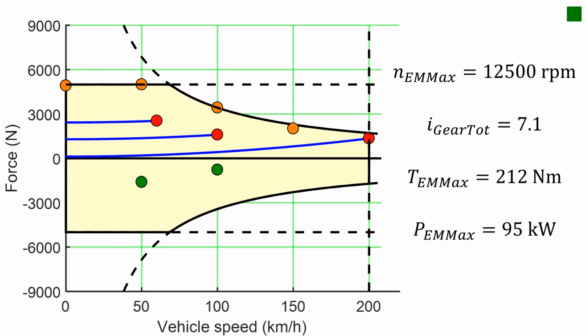We have calculated which is the smallest 12,500 RPM electric drive which meets the performance requirements. It needs a transmission with a gear ratio of 7.1 and a 212 Newton meter electric drive with a peak power of 95 kilowatt.